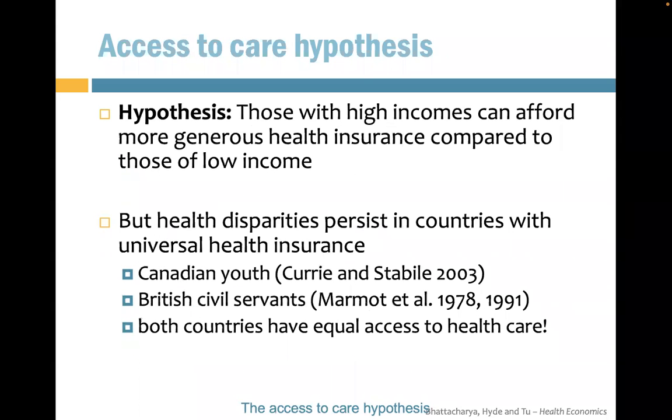The next one, access to care hypothesis. This one says that those with high incomes can afford more generous health insurance compared to those of low income. I would say this one is very similar to the one with direct income hypothesis. Okay, but health disparities persist in countries with universal health insurance. For example, in Canada and Britain, these two countries have very good equal access to healthcare, but health disparities persist.